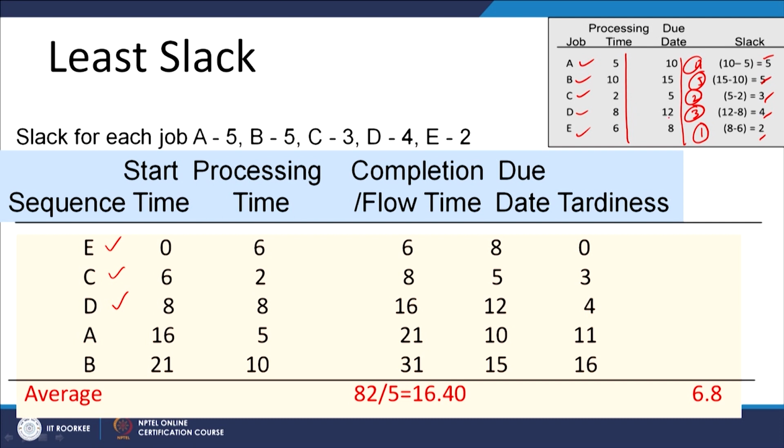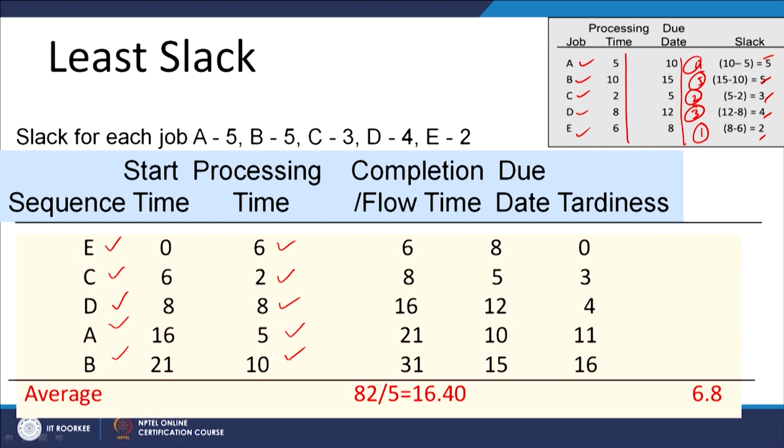D has got 4, and A and B, and the processing times are: processing time for E is 6, processing time for C is 2, processing time for D is 8, processing time for A is 5 and then processing time for B is 10.